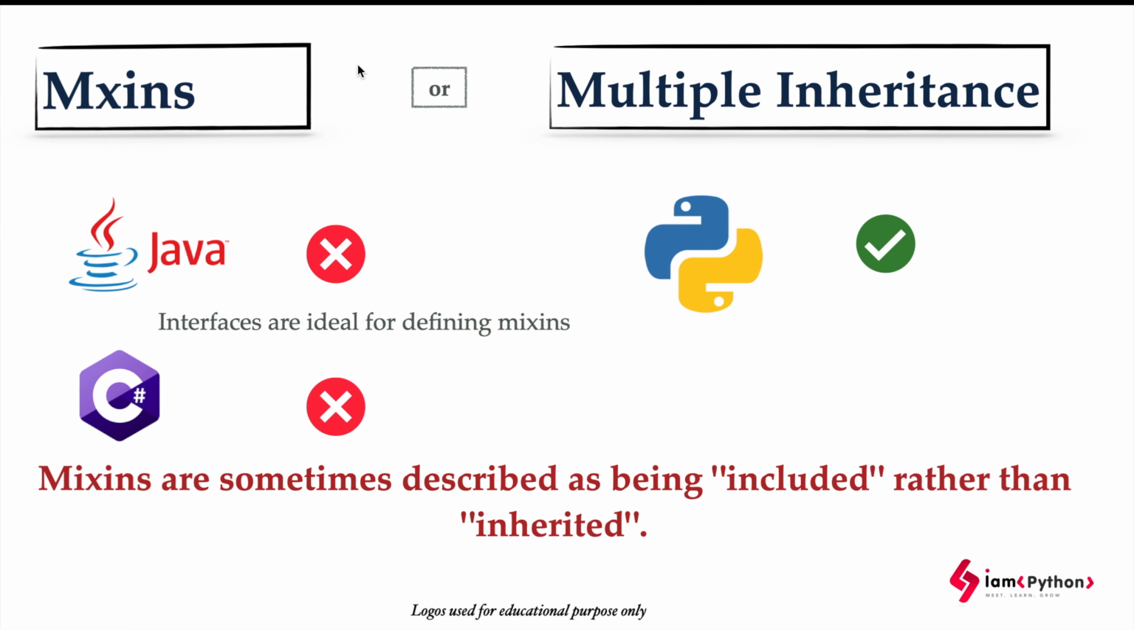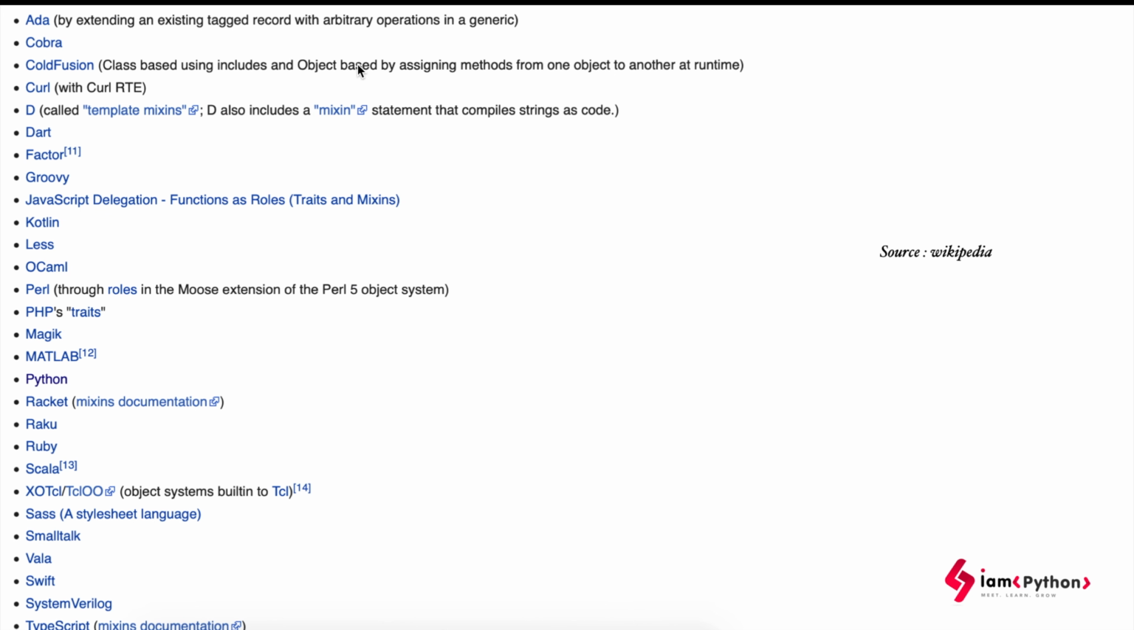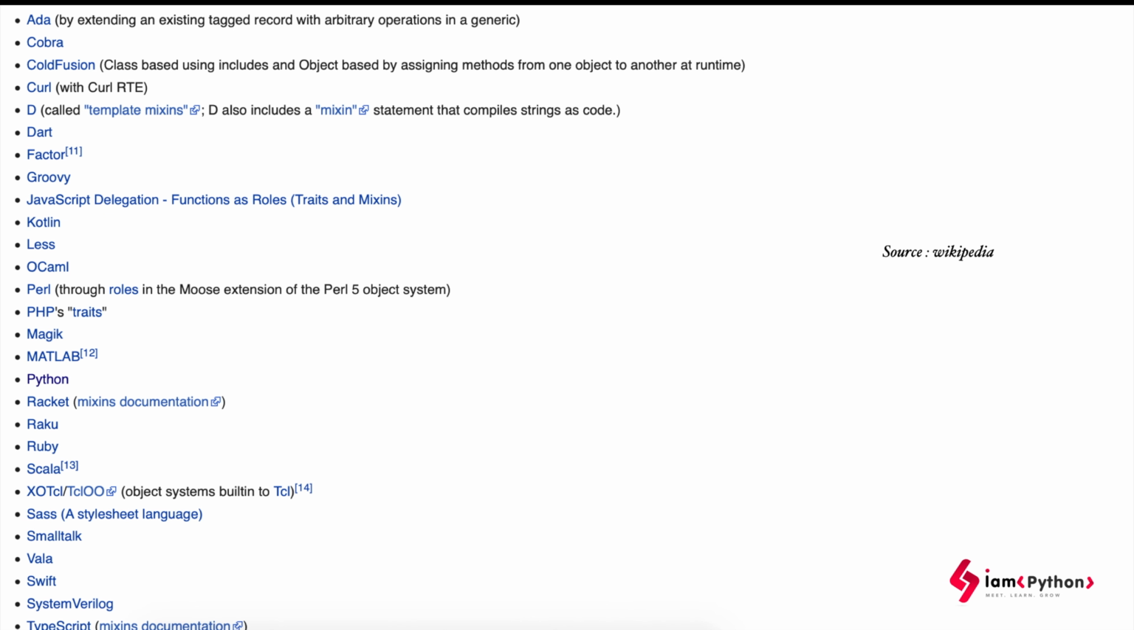Moving to the next, you can see on my slide that different languages support mixins. This information I have taken from Wikipedia, and here we can see Kotlin, Perl, PHP, Python, Ruby, Swift, and many languages which basically support mixins. Of course, these all use object-oriented programming, right?